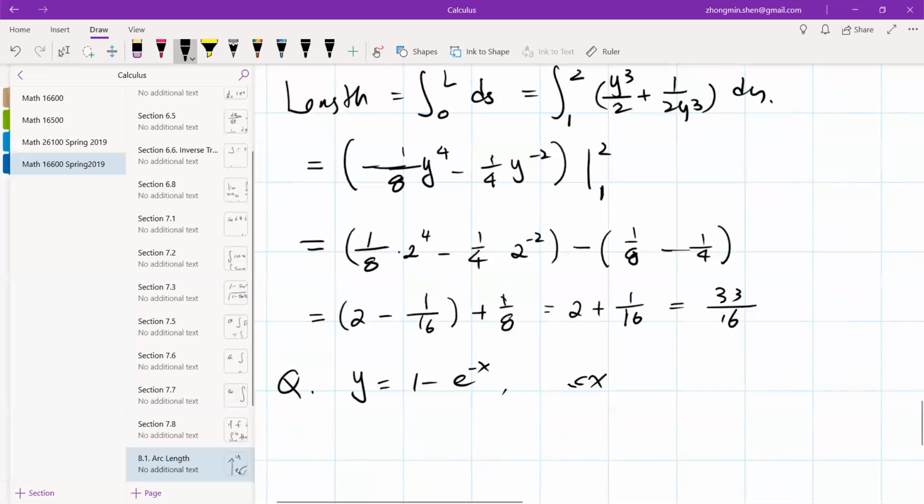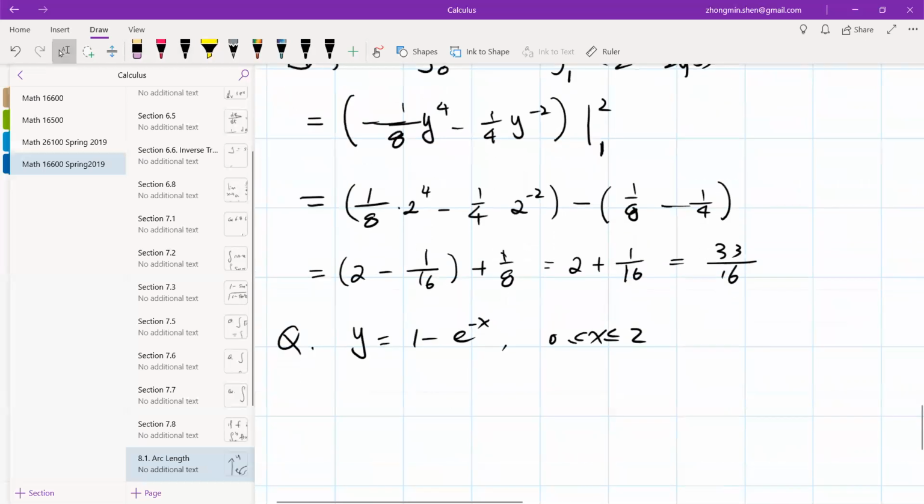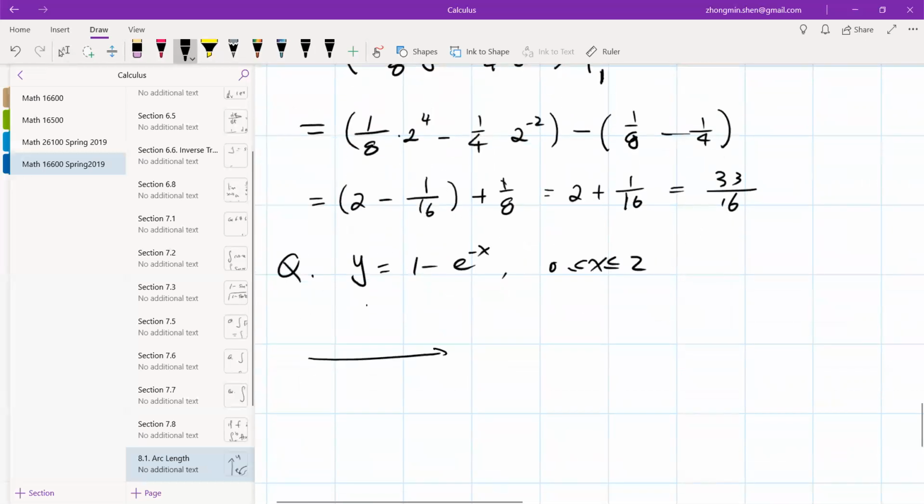y equals 1 minus e to the minus x, where x is between 0 and 2. Find the length of this curve. It's hard to draw the graph. When x equals 0, this is going to be 0, right? But when x increases, this could be getting close to 1. Anyway, this is kind of a curve. When x equals 2, the y value will be 1 minus e to the minus 2. So are we able to find the length of this piece?